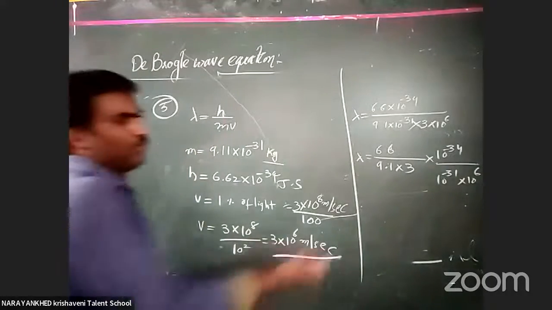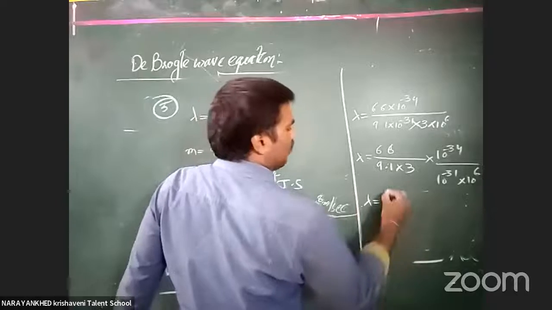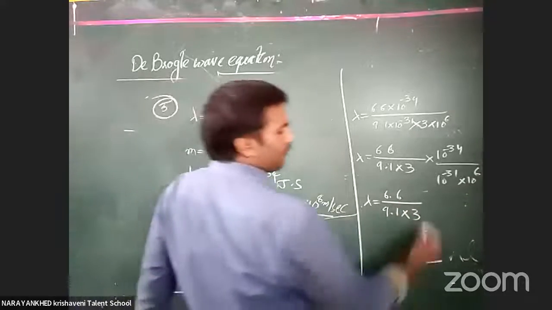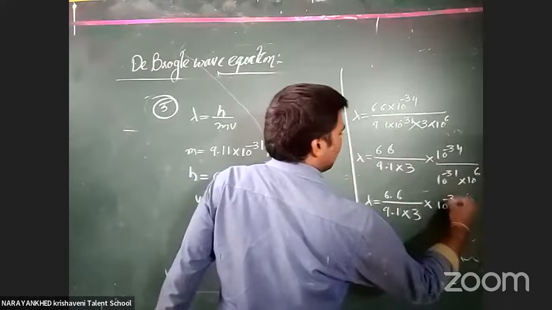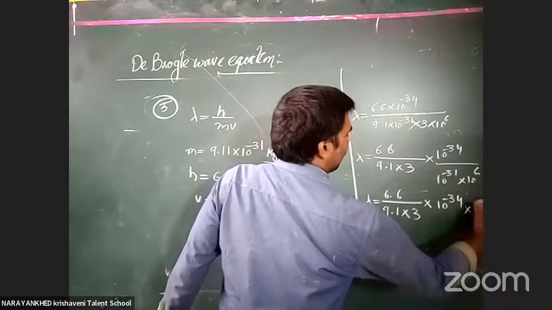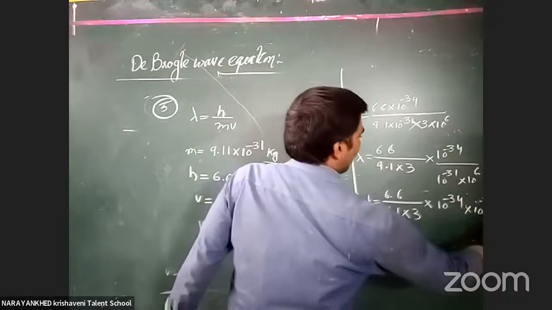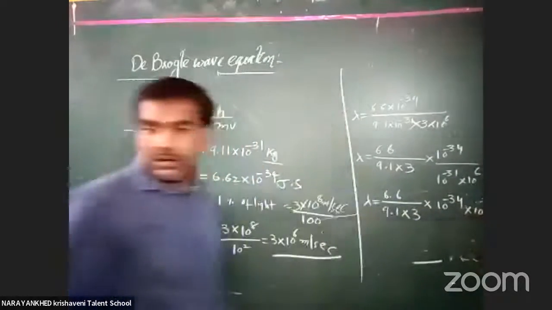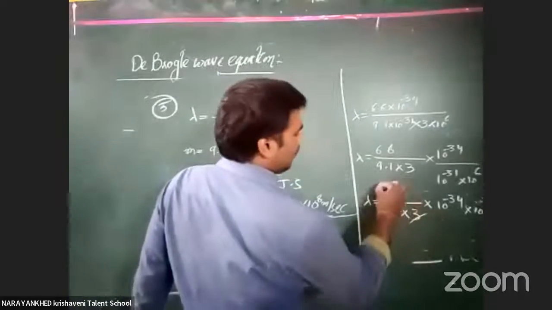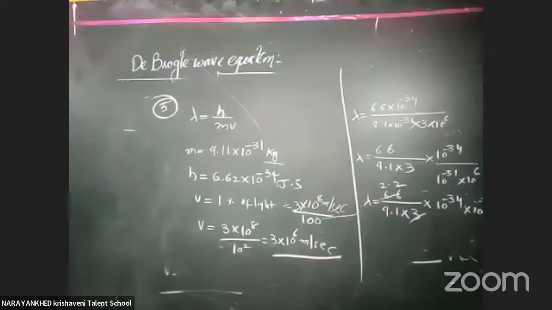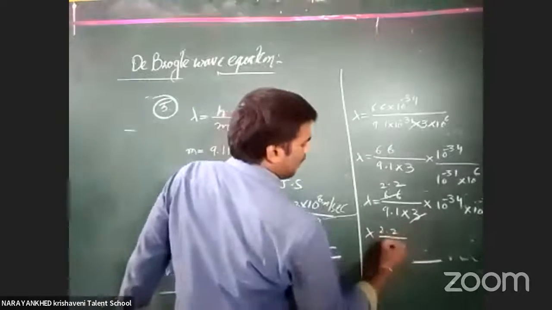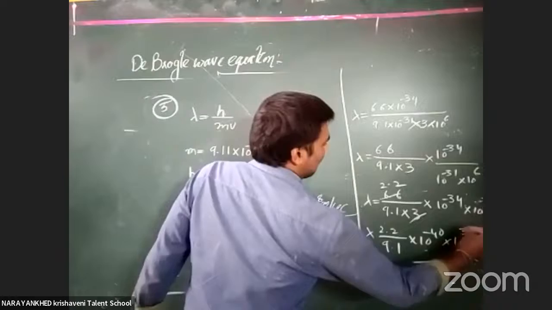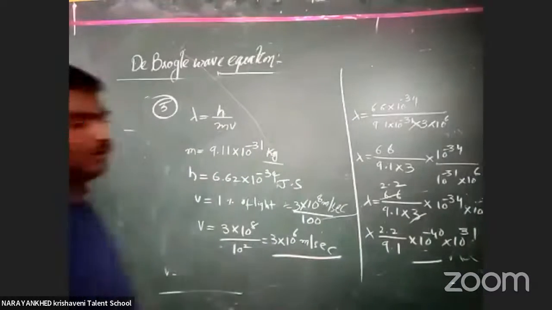Okay, clear or not? Lambda is equal to 6.6 by 9.1 by 3, into 10 to the power of minus 34. Now it will become what? 10 to the power of plus 31 when it moves up. Yes, it becomes 10 to the power of 6. Now it becomes minus 6. Now totally it is 2.2 by 9.1 into 10 to the power of minus 40 plus 10 to the power of plus 31. It becomes 10 to the power of 9 somewhat.